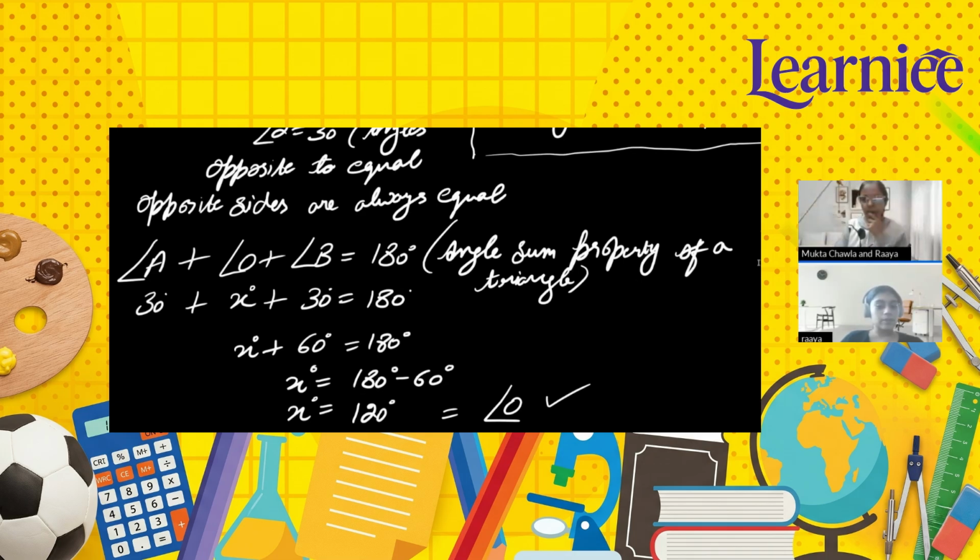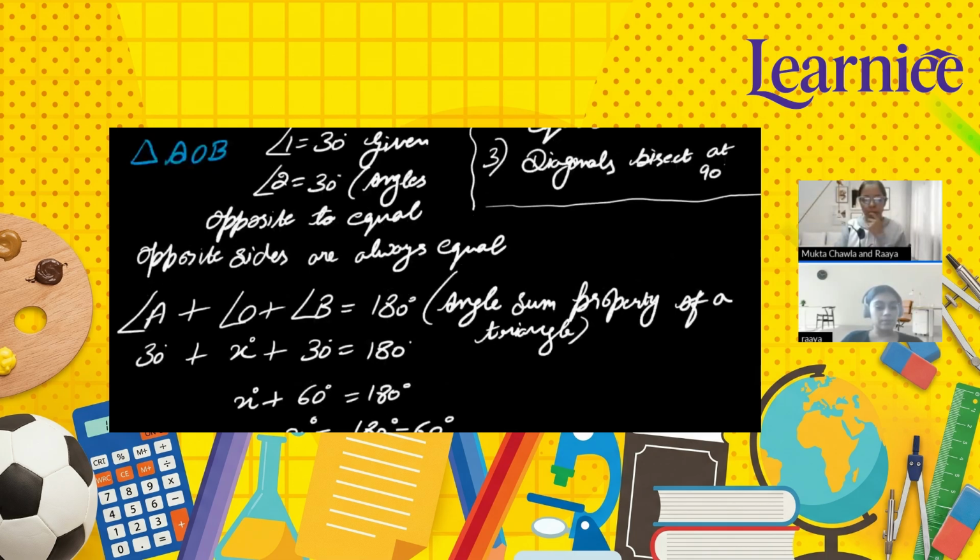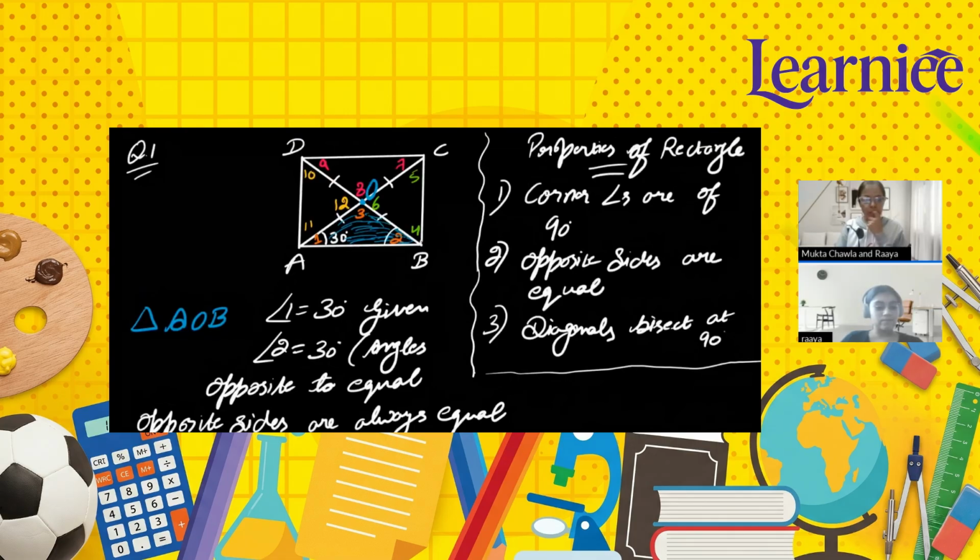Of one triangle. Now, which one do you want to solve? Triangle BOC. How are you going to solve it? We know that angle 2 is 30. And the corner angle should be equal to 90 degrees. So we have to do 30 plus angle 4 equals 90 degrees.